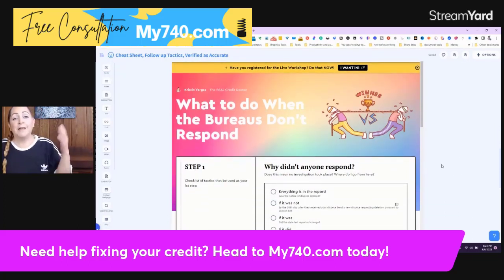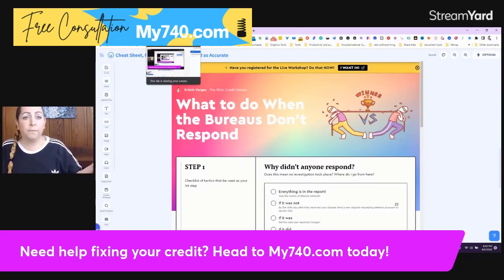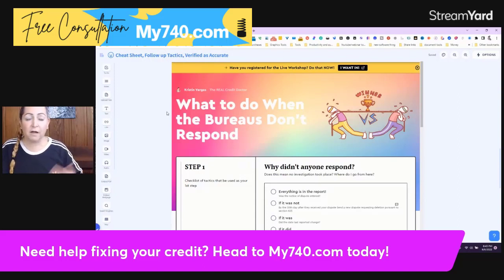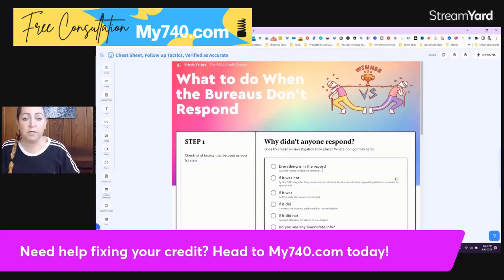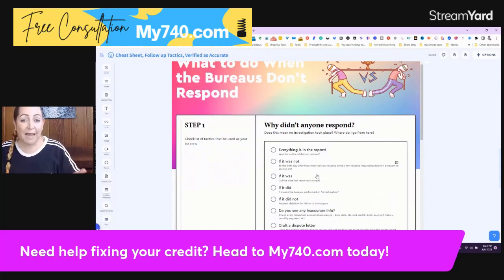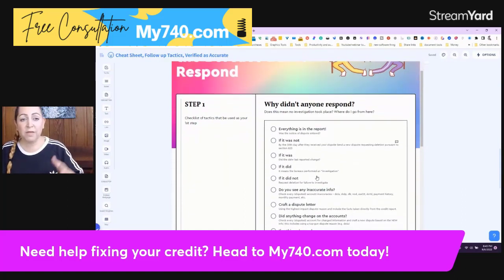Okay. So now what do you do if the bureaus just don't respond? You're sending in these letters, and like, what's going on? Are they responding? Are they not? If you don't know, then I mean, unfortunately, a lot of people get caught at this point. So, why didn't anyone respond? So, this is where you need to dissect, and you need to check out the checklist of tactics that can be used as your first step.